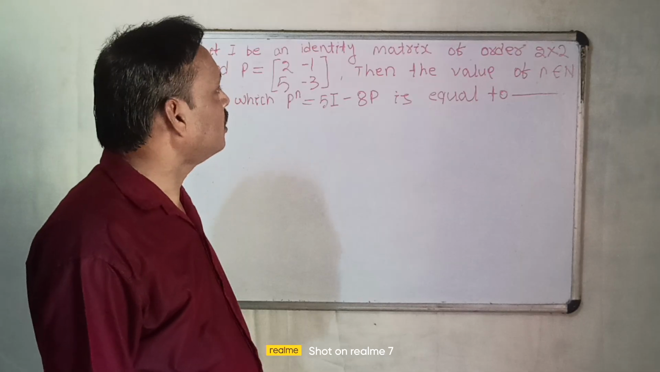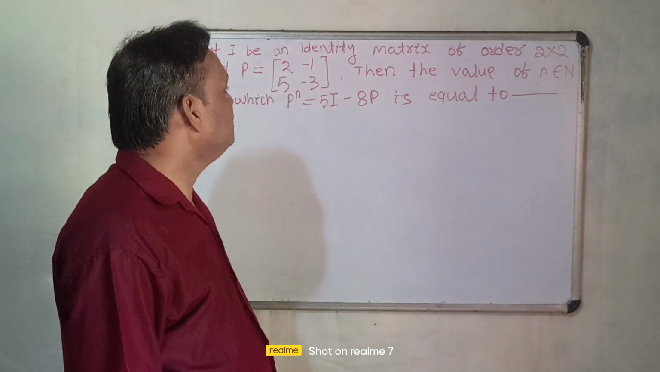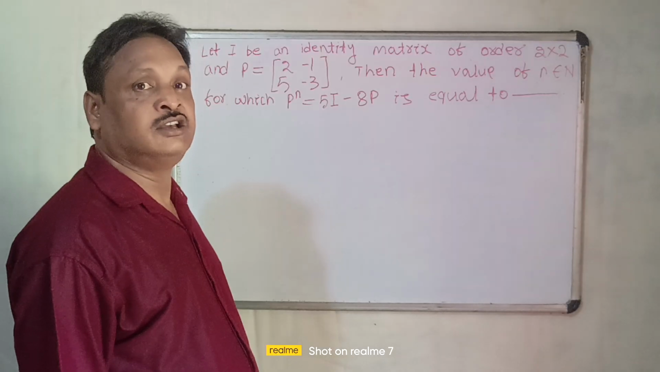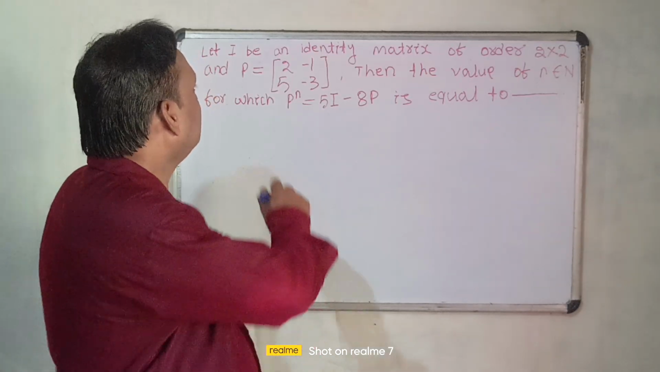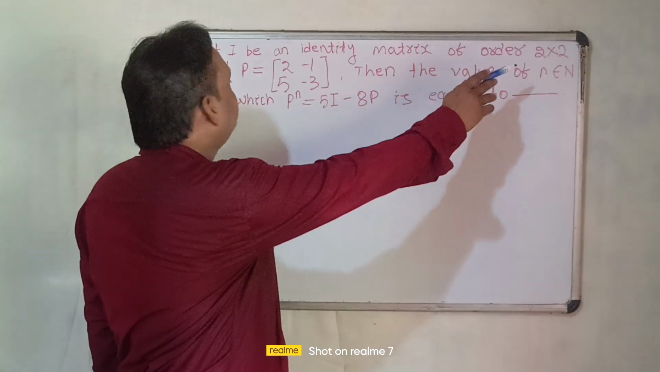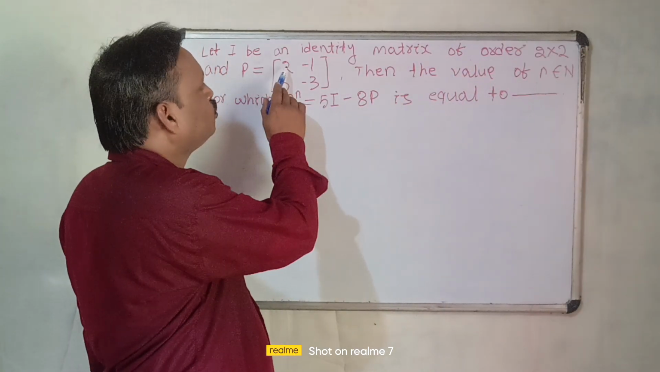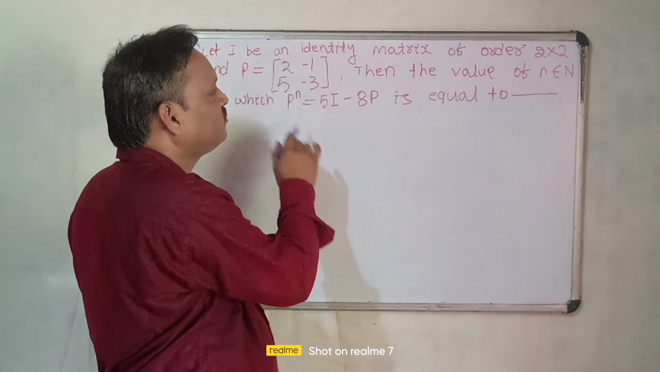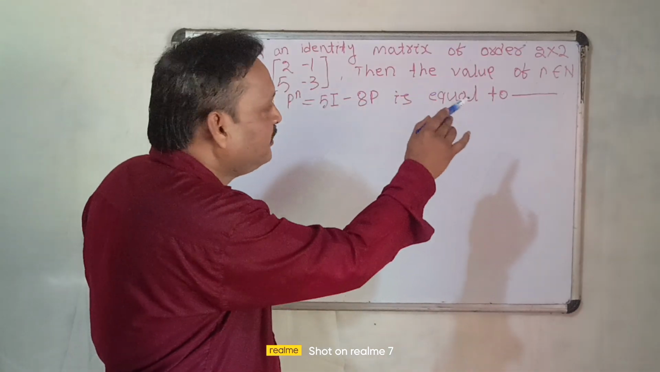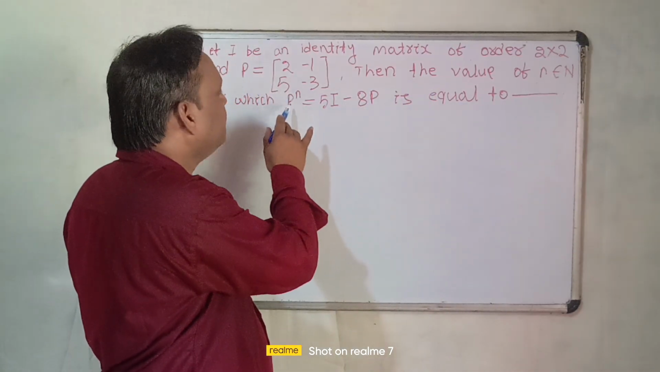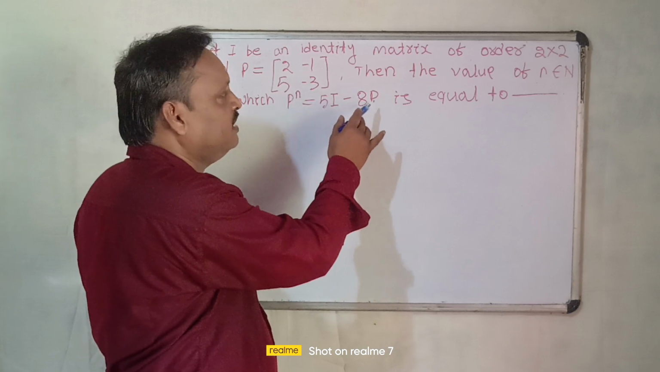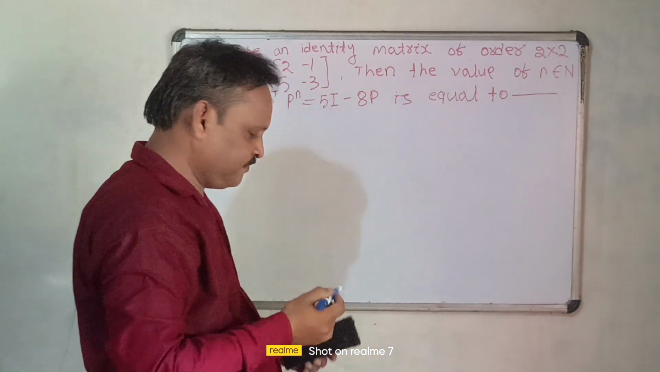Today we are going to learn how to solve JEE Main and JEE Advanced questions that you have given me. Let I be an identity matrix of order 2 by 2 and P is equal to [2, -1; 5, -3]. Then the value of n belonging to the natural numbers, for which P to the power n equals 5I minus 8P, is dash.